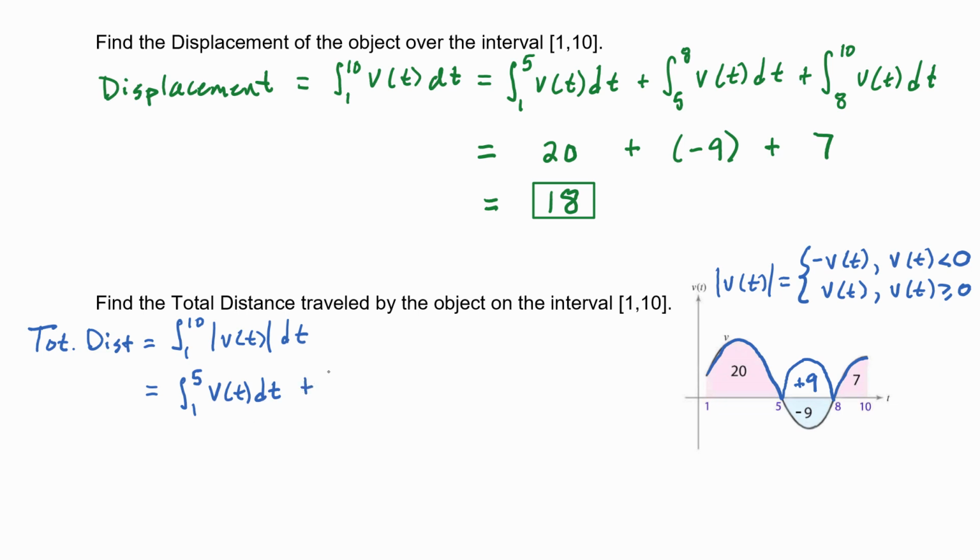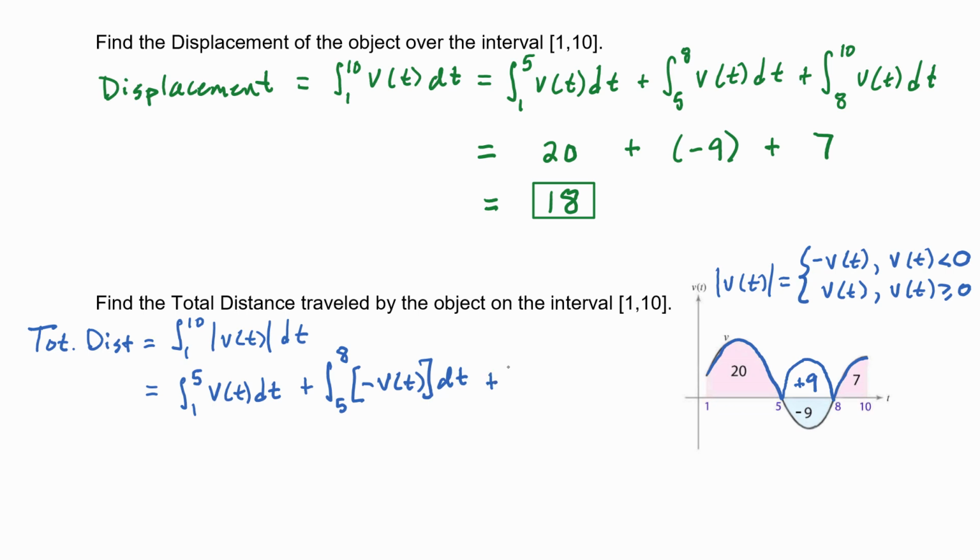Plus the integral from 5 to 8. This time we have to integrate negative v of t dt, because on the part from 5 to 8, v of t is negative. Since v of t is negative, we have to take its opposite in order to get the absolute value.